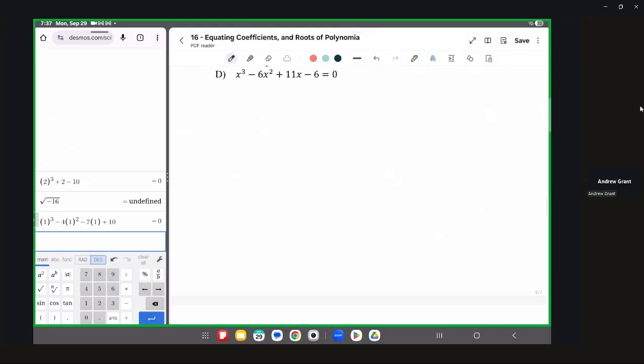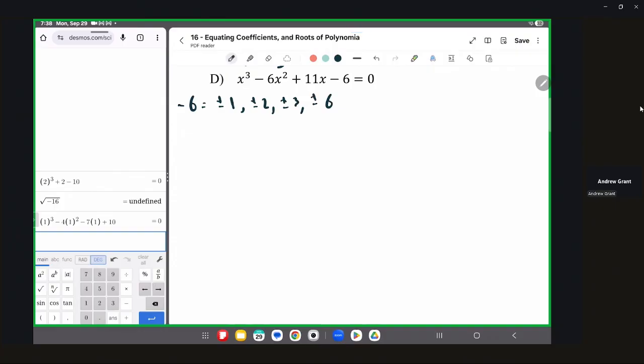Letter D, we have x to the power of 3 minus 6x squared plus 11x minus 6. I can see that there's no common factoring. Also, factoring by grouping can't really be done because we have 6 and 1 and then 6 and 11, so that's not going to work. And so we have to check the factors of -6. So -6 has as factors plus or minus 1, plus or minus 2, plus or minus 3, and plus or minus 6. So just by inspection, looks like 1 is going to work.